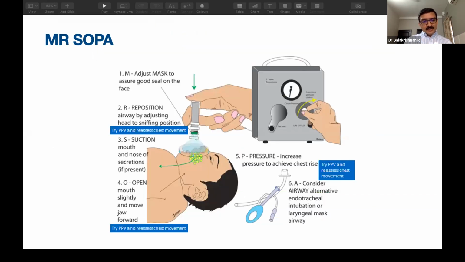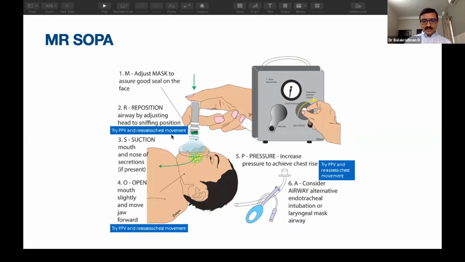MR SOPA stands for: M stands for adjusting the mask. So we adjust the mask again to ensure a good seal on the baby's face. And we reposition the airway by adjusting the head to the sniffing position. After we do these things, adjusting the mask and repositioning, we attempt to ventilate again and reassess the chest movement. If there is good chest movement, we continue the same for another 30 seconds and do the reassessment.